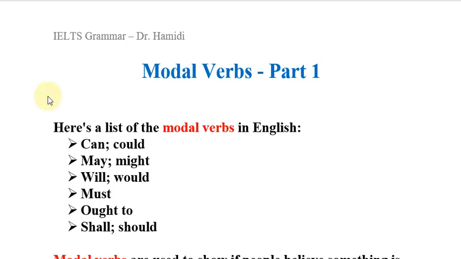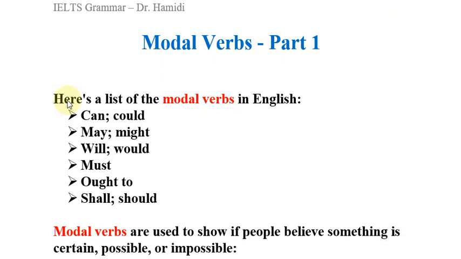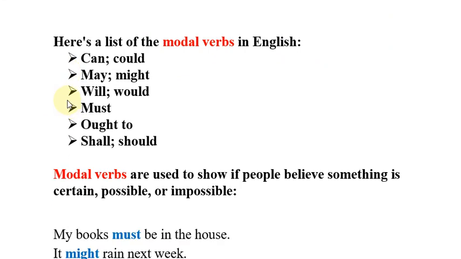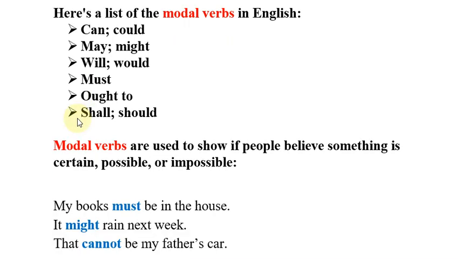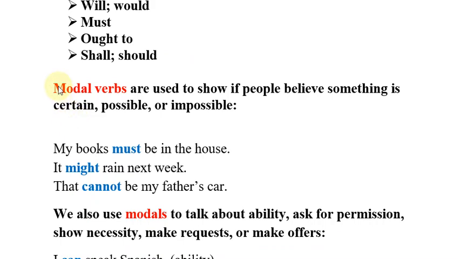Modal verbs. Here is a list of the modal verbs in English: can, could, may, might, will, would, must, ought to, shall, should. Good. Modal verbs are used to show if people believe something is certain, something is possible, or even impossible. They're highly practical in both speaking and writing, and also tests, some multiple choice tests. Good. Here is a general overview.